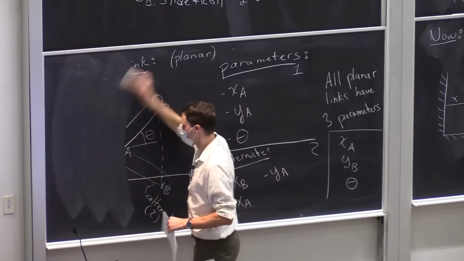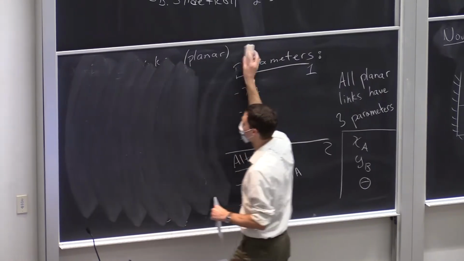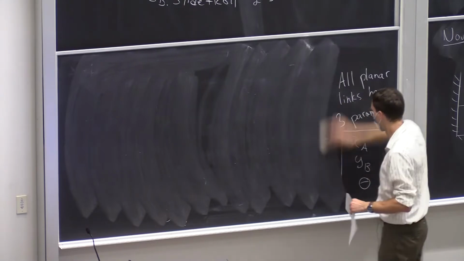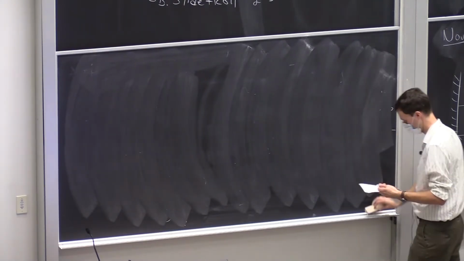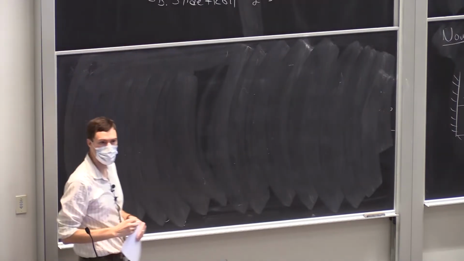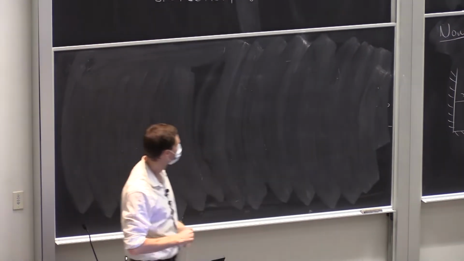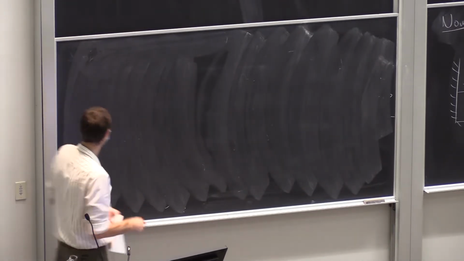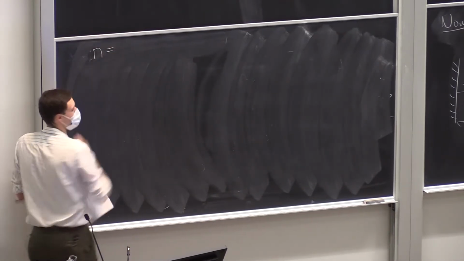So mobility is going to be true for a mechanism. So one mechanism has one mobility value. So for a mechanism, we need to know how many links are there, right? We know that each link has 3 parameters to start. So we need to know the number of links. We'll call that lowercase n.